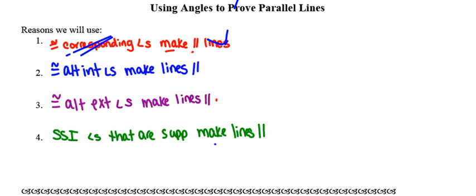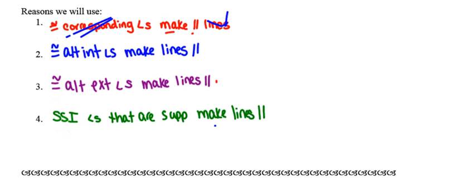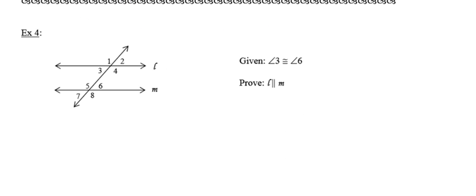All right, so let's not waste any time. Let's jump right into this. Example 4 says angles 3 and 6 are congruent to each other. So just like before, the very first thing I'm going to do is take that information that was given to me in the problem and mark my diagram so that it reflects that given information. So angle 3, I'm going to mark congruent to angle 6.